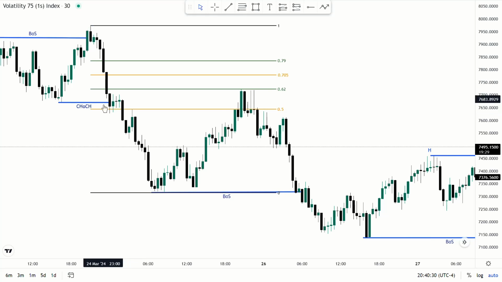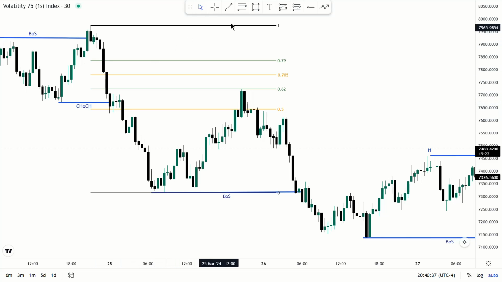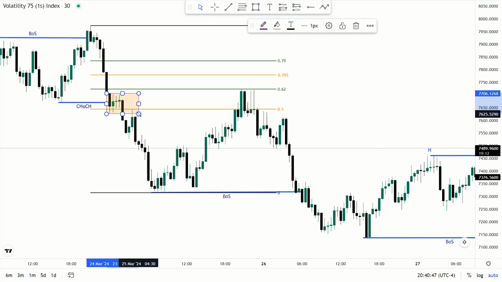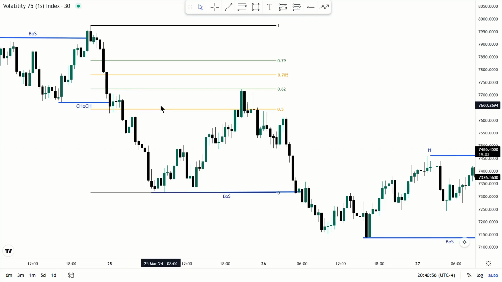This is not a POI we are looking for, because this has already been mitigated. These candles are within this. Let me just draw it out so that people can see. I'm talking about this candle here, and then those inside candles. So this was already mitigated, and we can't even pay attention to that. We are only looking for something that is above this 50% level. This is the candle that we are looking for.